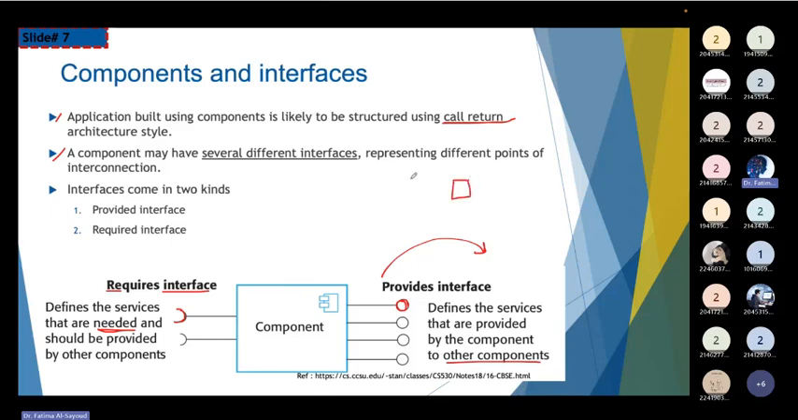So if I have this as a component, and just confirm if this is what you mean: I'm asking this component for something, I'm requiring it, and at the same time I'm providing something to this other component. Is this what you mean? Yes, you can do this. One component can provide something and also require other things from another component. Yes, it can be.